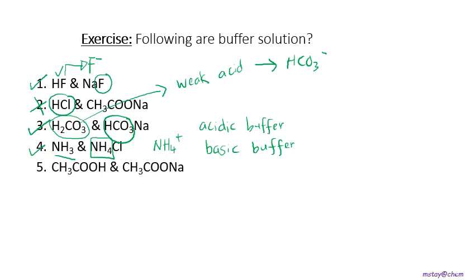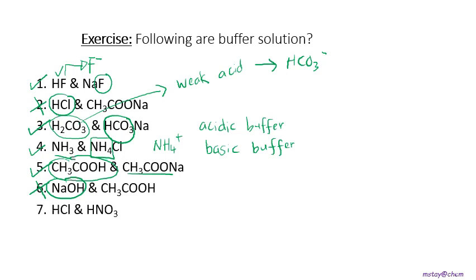Next one, CH3COOH, is also not in the list of strong acids and strong bases, so we know this is a weak acid. So if it is the weak acid, the conjugate is CH3COO negative. So the fifth solution is a buffer solution. Next one, NaOH is in the list of strong bases, so it will not be a buffer solution. HCl is in the list of strong acids, so again, this one will not be a buffer solution.